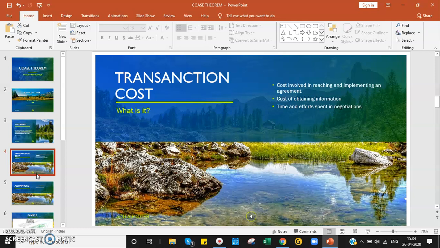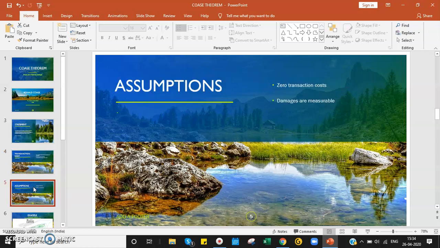Now the next part of the theoretical framework is the assumptions. Coase theorem has two main underlying assumptions. The first one is zero transaction costs. Now we just saw what transaction cost is. However, the assumption of zero transaction cost does not seem to be realistic. The other assumption is that the damages to the affected parties as well as to the environment are measurable and accessible. So this is how far the theoretical framework of Coase theorem goes.